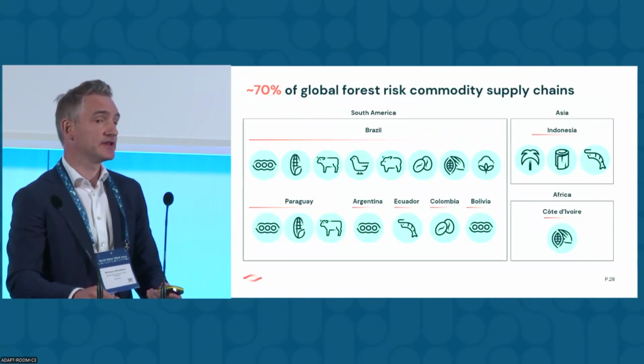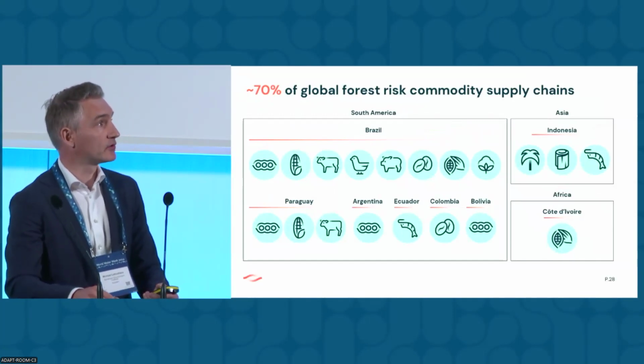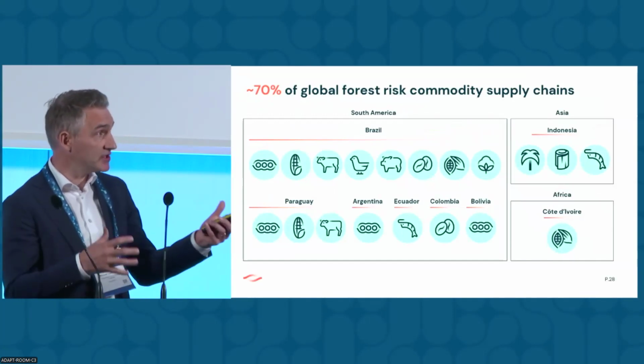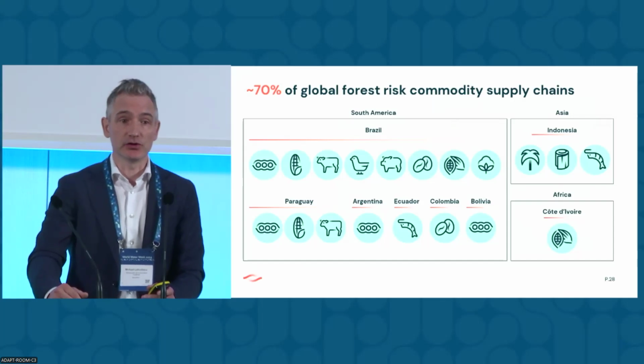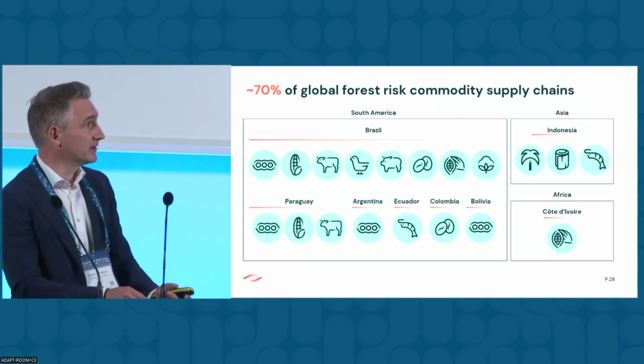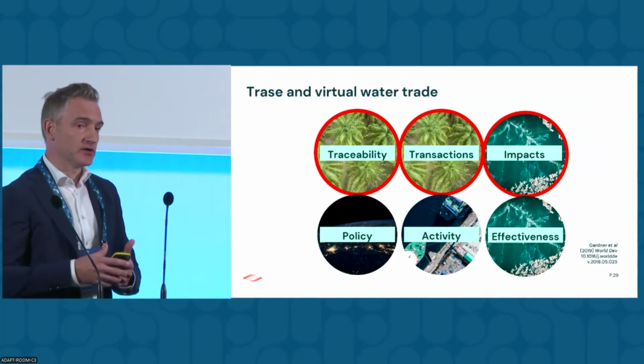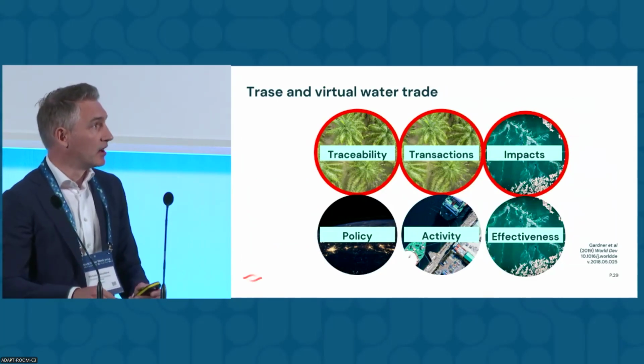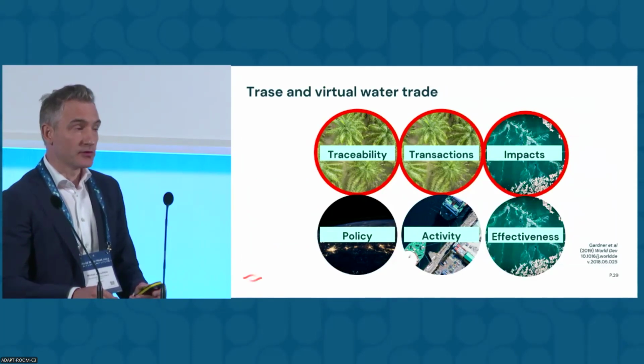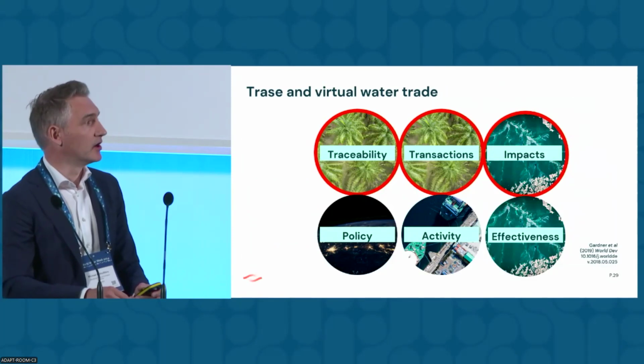We map now roughly 70% of global forest risk commodity supply chains. I invite you to go to our website so you can have a look at these in more detail. But now we're expanding new frontiers. We're interested in including virtual water trade through the water footprint, and this is a new frontier that I'm leading as part of the R&D team.